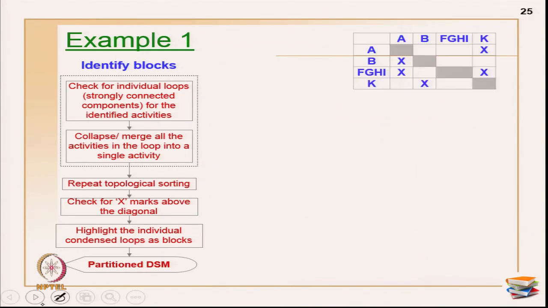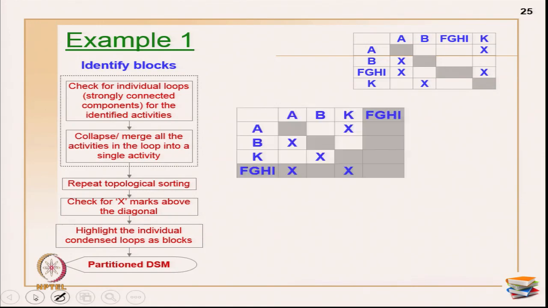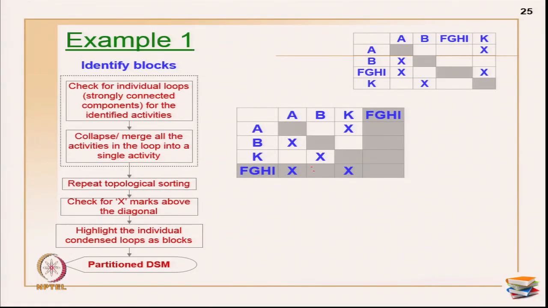Now I am going to repeat the process. I have 4 activities right now: A, B, the F, G, H, I block, and then activity K. When I repeat the topological sorting, what happens? See here, the F, G, H, I block is primarily in the last and A, B, K has come to the front. Now, there is a cycle within this A, B, K which you have to identify, because in the further topological sorting there is no empty row or column.